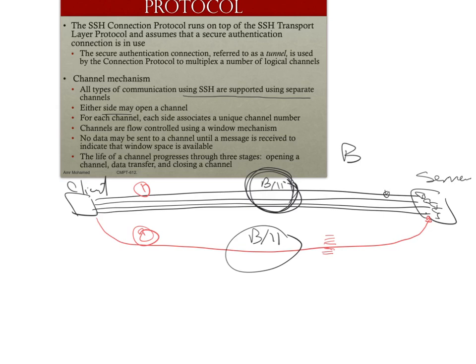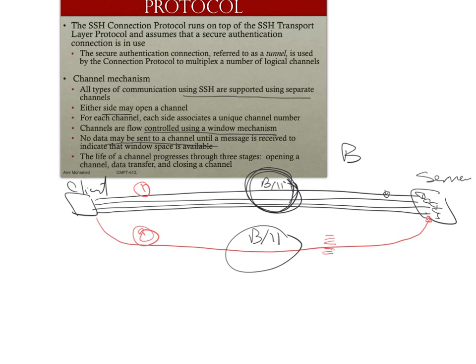So channels are flow controlled using a window mechanism. Channels use application level flow control, not the TCP flow control. So there is some kind of flow control within the channel, but that does not require the server to give more resources. No, because this is application level flow control. It's not TCP flow control. It's not transport layer flow control. So no data may be sent on a channel until a message is received to indicate that window space is available. Of course, this is part of flow control.